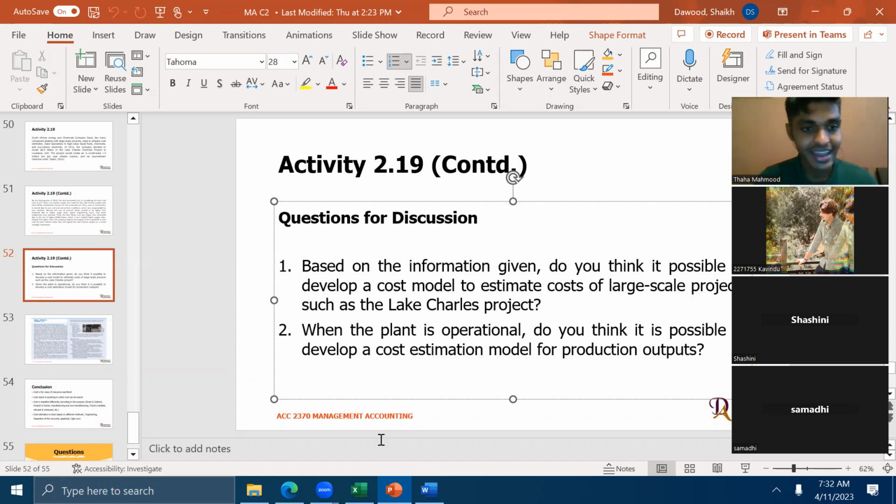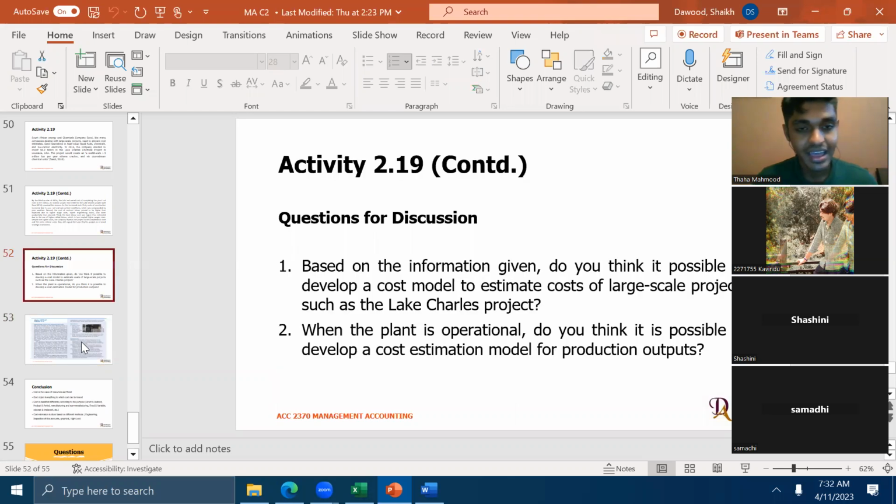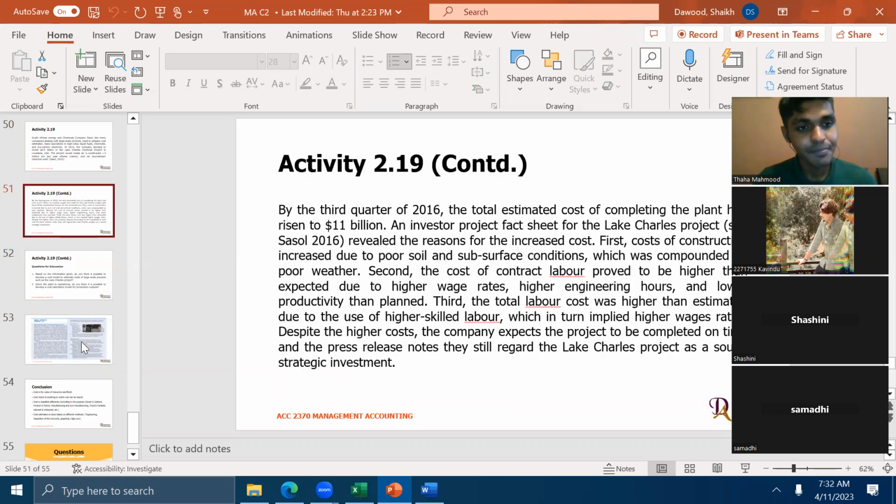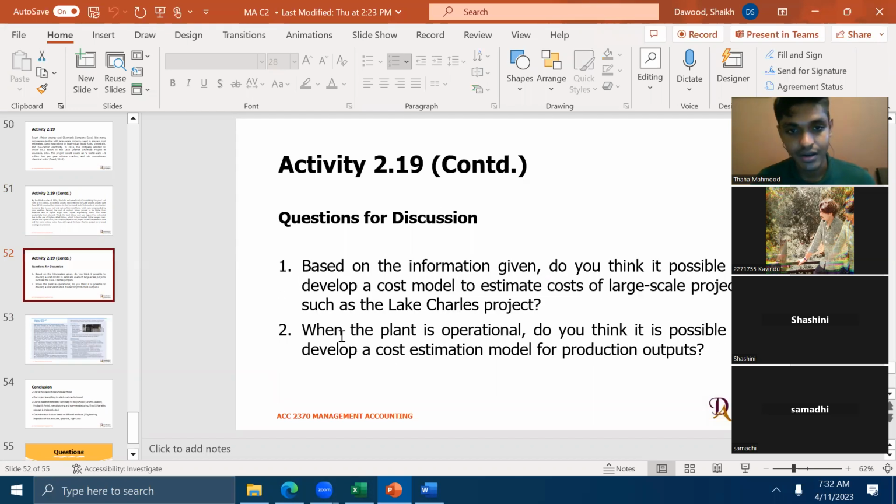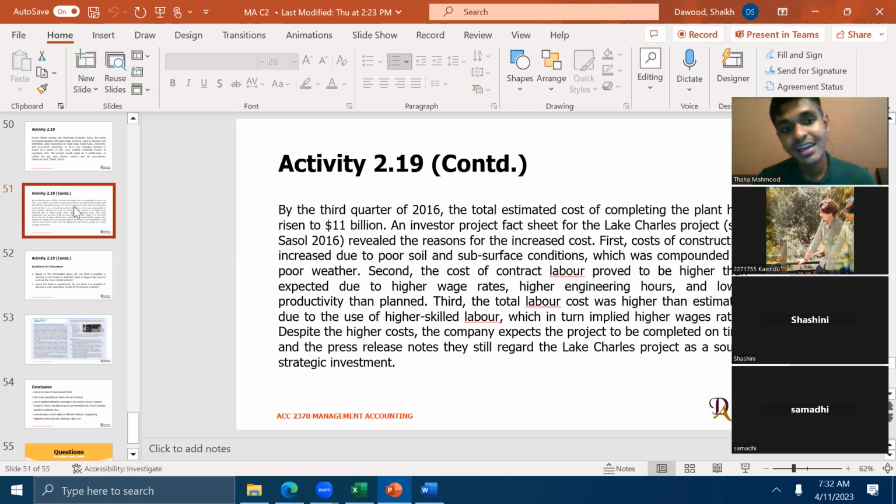Maybe they can ask this in the MCQ. I think they will ask something like this in the end exam. In the MCQ you can see that with regards to long-term projects or large-scale projects, we can't use these cost estimation techniques because the forces affecting costs, or the determinants of costs, are multifarious. We can't capture all those forces into one model.